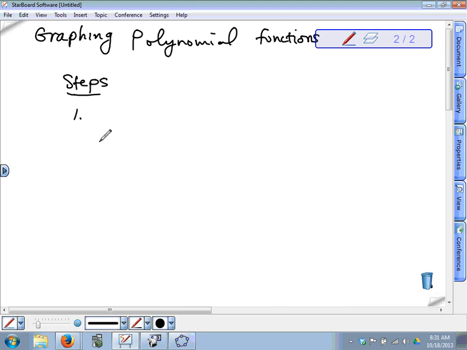Okay? Step 1 is to write the polynomial in factored form. Why? Why would we want to write it in factored form? So you can see the zeros. That's step 2. Very good.